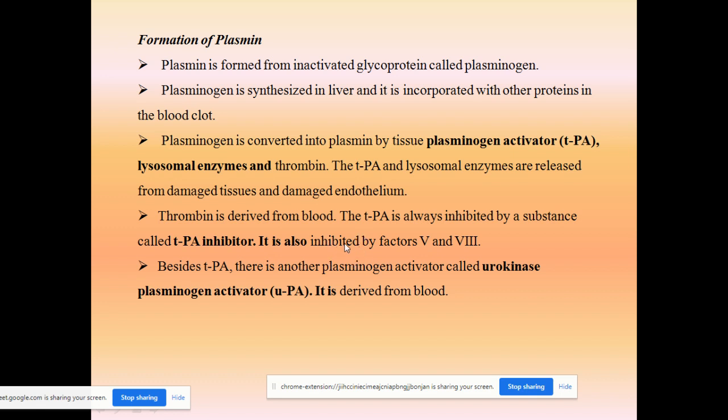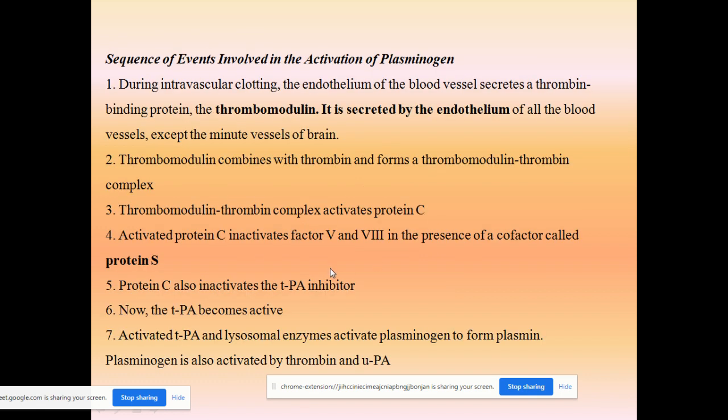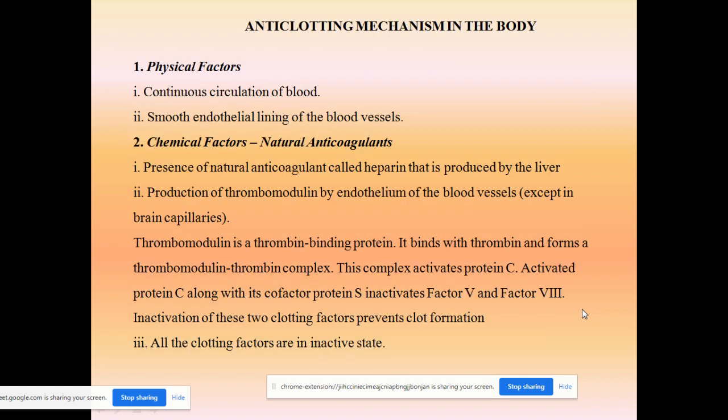So protein C also inactivates TPA inhibitor. Now the TPA becomes active. So the activated TPA and the lysosomal enzymes activate the plasminogen to form the plasmin. Now the plasminogen is also activated by thrombin and urokinase plasminogen activator. Okay, so these are the factors, the anti clotting mechanisms in the body.